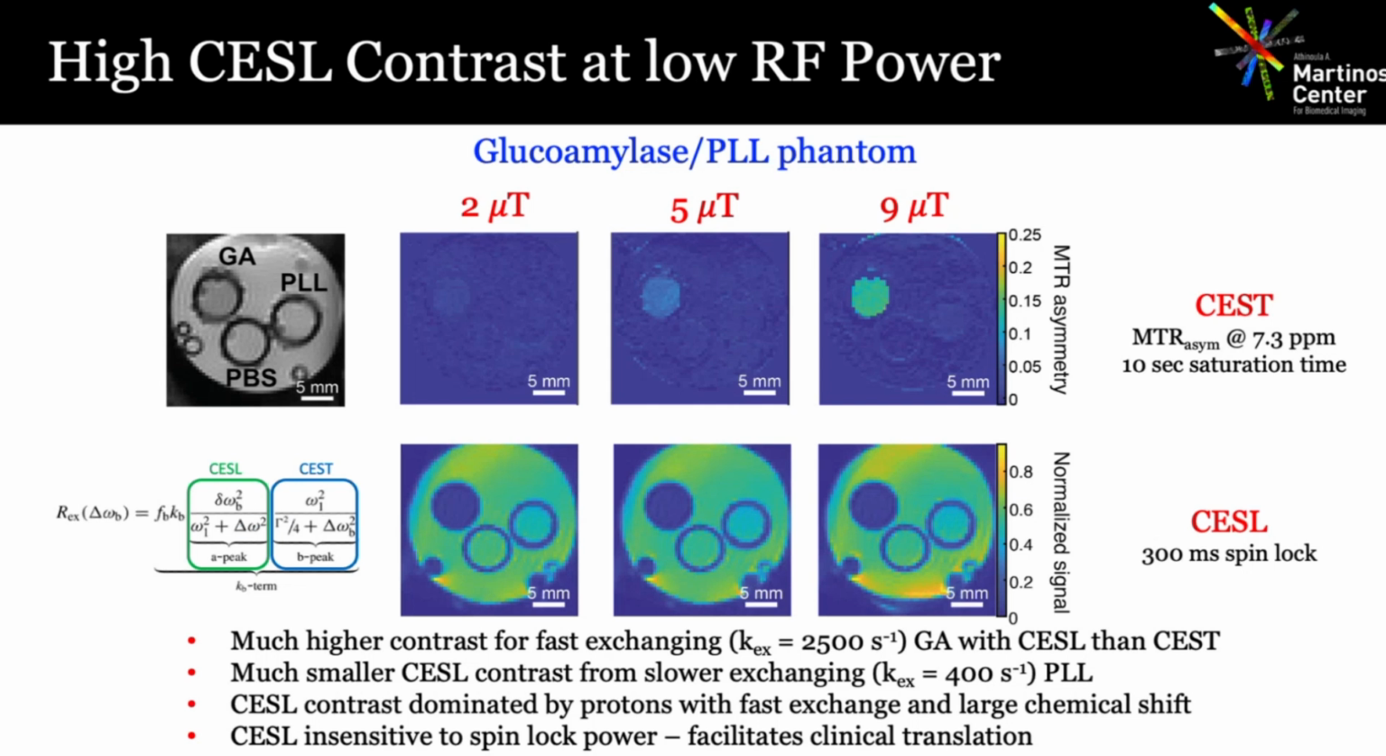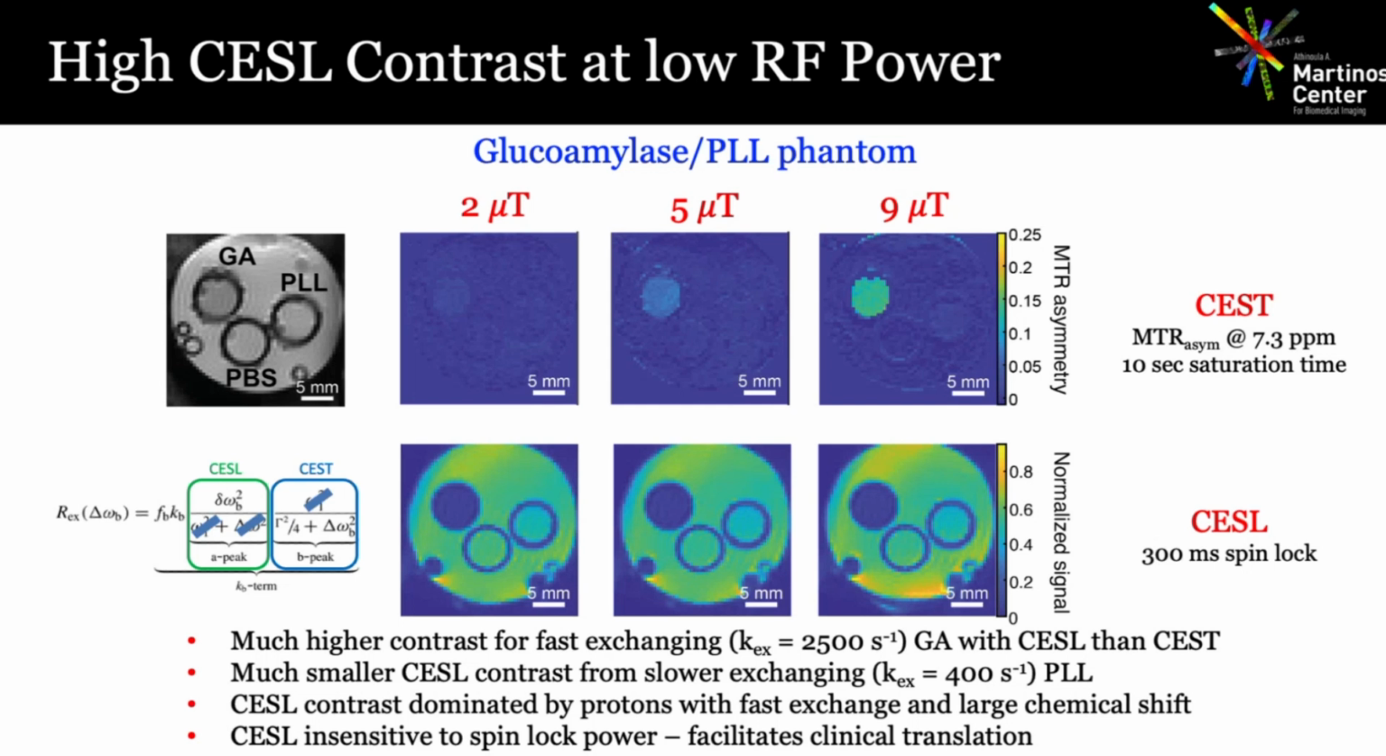And that kind of makes sense because if we're on resonance, delta omega squared is 0, and then in these omega 1 squared terms, the B1 saturation power drops out essentially. So it's almost essentially independent of the B1 saturation power to use the spin lock approach.